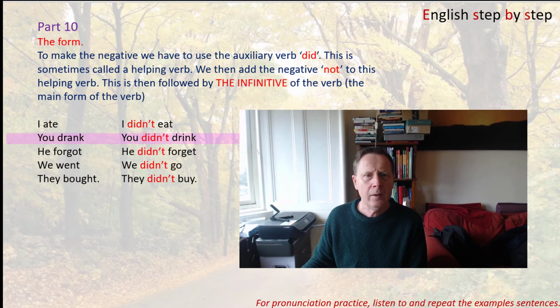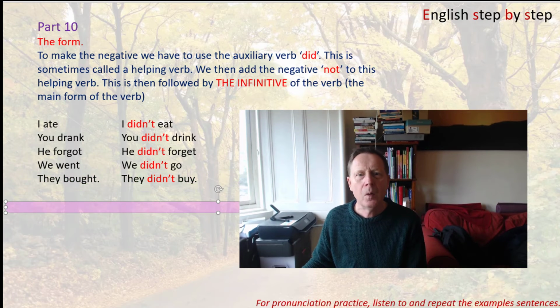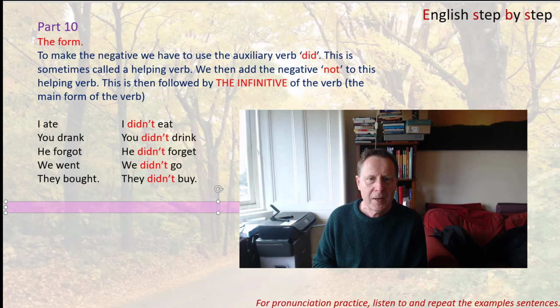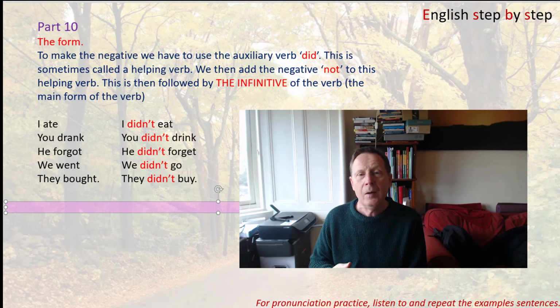Next one, you drank, you didn't drink. He forgot, he didn't forget. Infinitive, forget. We went, we didn't go. They bought, they didn't buy. So, once you've practiced the irregular past tense forms, and then once you've practiced a little bit with negatives and infinitives, it's quite easy to remember the structures.